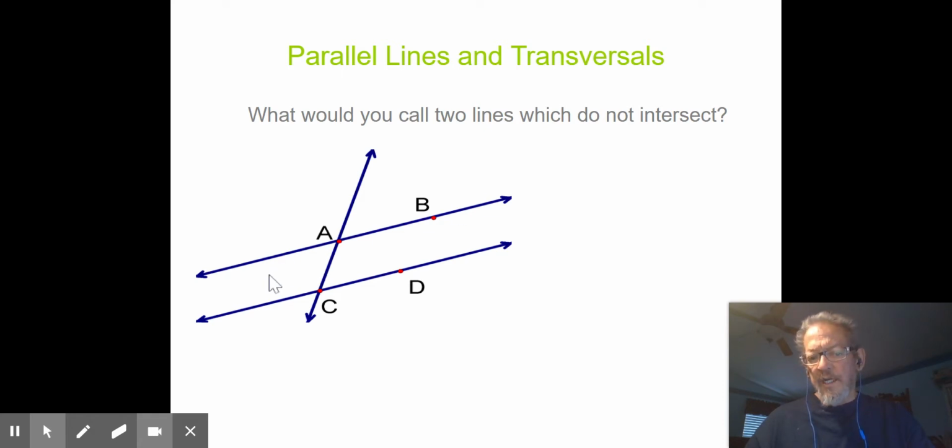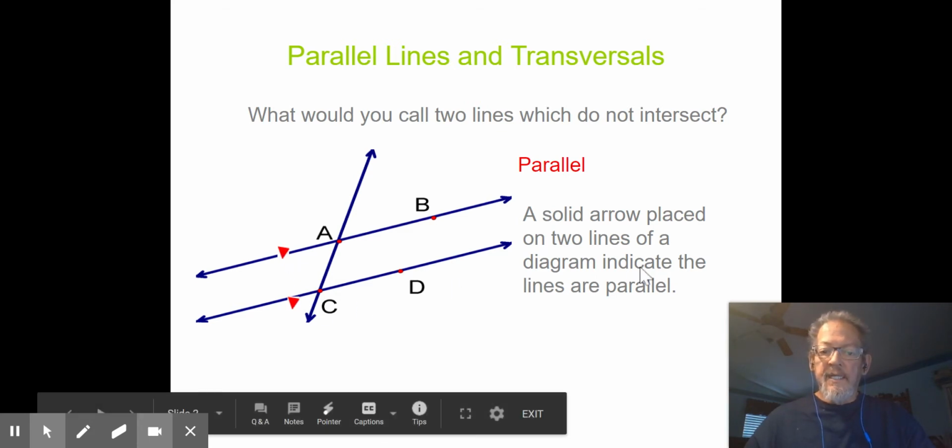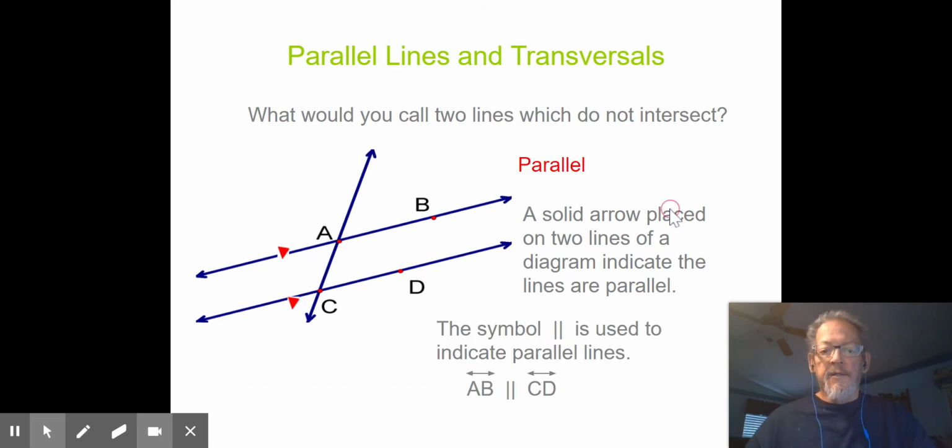What would you call two lines that do not intersect? Parallel. That's one of the words in your vocabulary that you'll be working on. And if you see here on lines AB and CD, there's a triangle placed on the two lines to indicate that the lines are parallel. So whenever you see those, they're parallel.